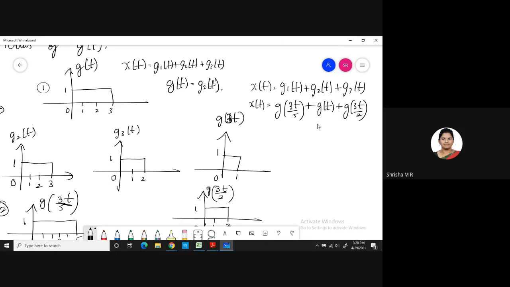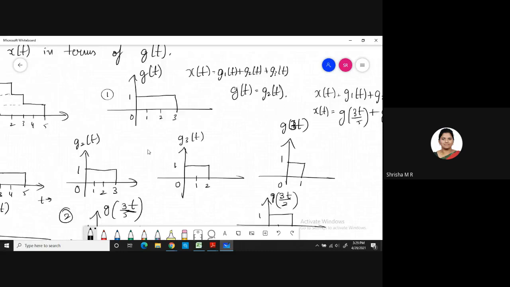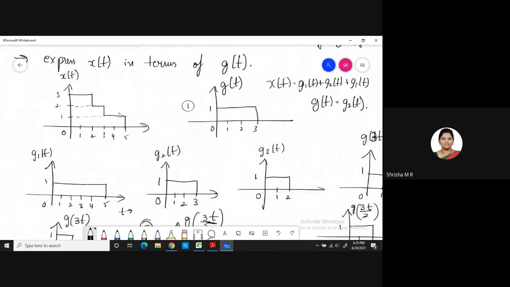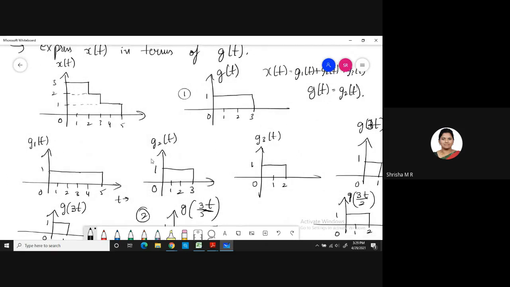So we will see one more problem of such type. If you want me to explain once, I'll explain once. So they're telling you to express x of t in terms of g of t. They have given you x of t and g of t also. This signal you have to express. So what we are doing is we are slicing x of t horizontally. So we get g1 of t, g2 of t and g3 of t.